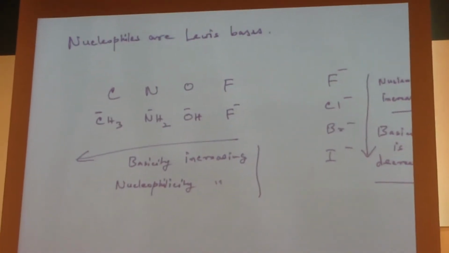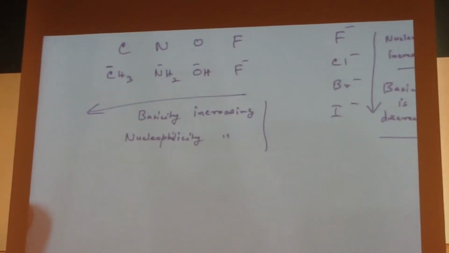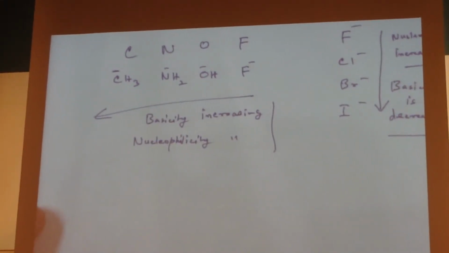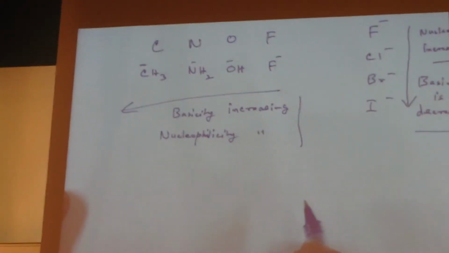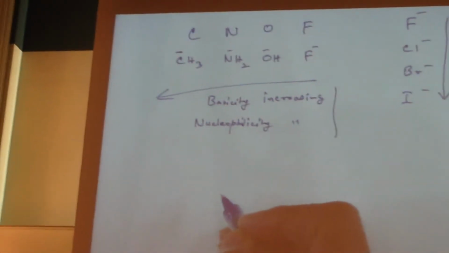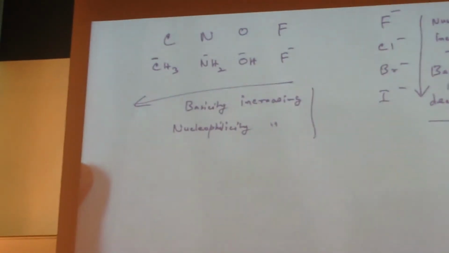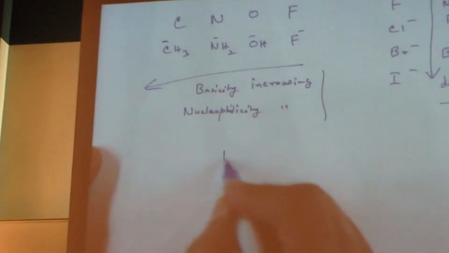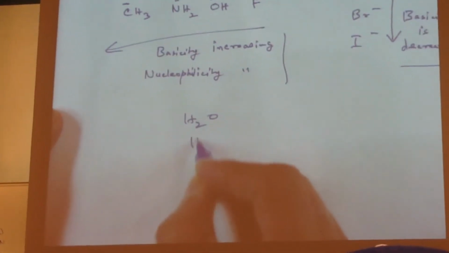But there are also neutral nucleophiles, and neutral nucleophiles that are electron rich. Those are the kind of situation that we can also consider. And if we consider that, then we can also look at the periodic table. Let's say we look at oxygen versus sulfur. So let's look at H2O versus H2S.